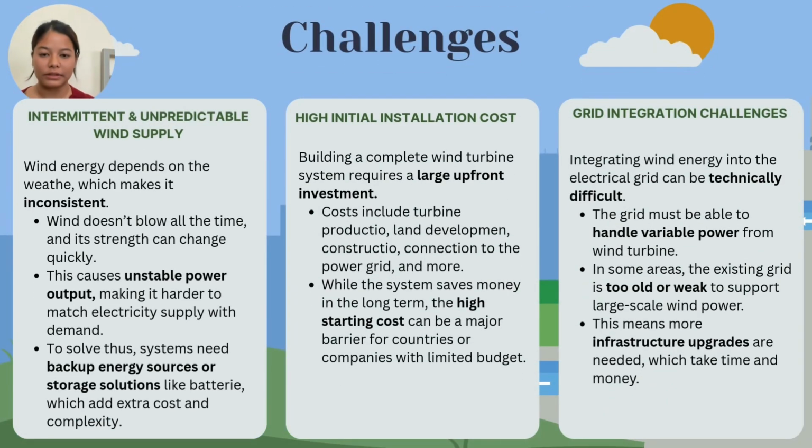So these are the challenges of wind turbine systems. First, wind energy is intermittent and unpredictable. This means the wind doesn't blow all the time or at the same speed. Because of that, the electricity produced by wind turbines can change throughout the day. This makes it harder to always meet the energy demand. To solve this, we need to add batteries or backup energy sources, which can increase the overall cost.